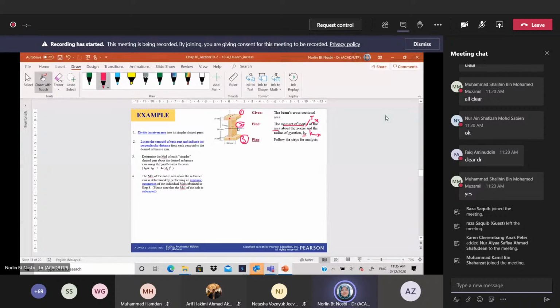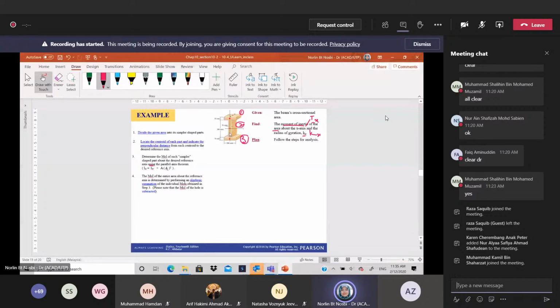Okay, third step, you have to use the equation. You want to find the Ix, so you just use the formula. Ix is equal to Ix bar plus A dy square. So step 4, you have to solve it. So there's shapes 1, 2, 3, and then the centroid. The centroid is different, okay?